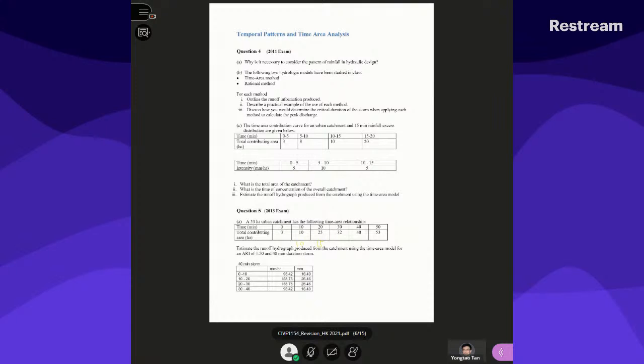So from 20 to 30 is 7. Means contributing area here. I mean from 30 to 40 is 8. From 40 to 50 is 3. So these are the contributing areas for each time interval.